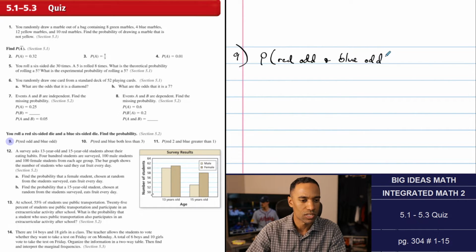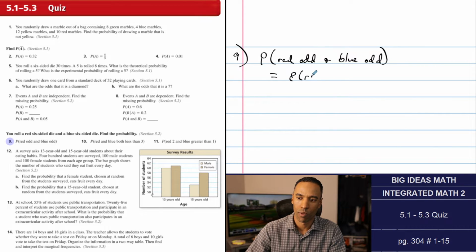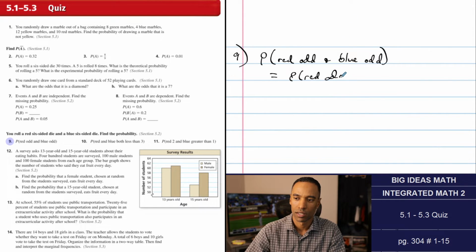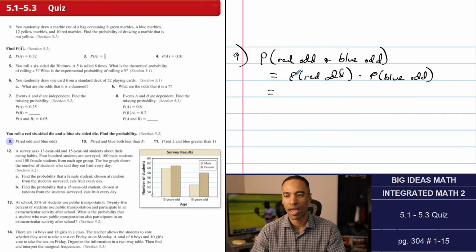Are these standard six-sided dice? Yes, they are. That's going to be probability of red odd times probability of blue odd. Now, I might not write this one on the next problem like this. I'm just showing you that that's what we're actually multiplying. Probability of a red odd.